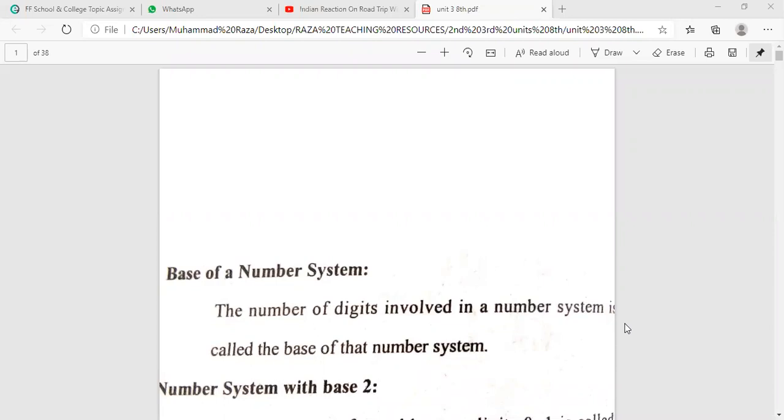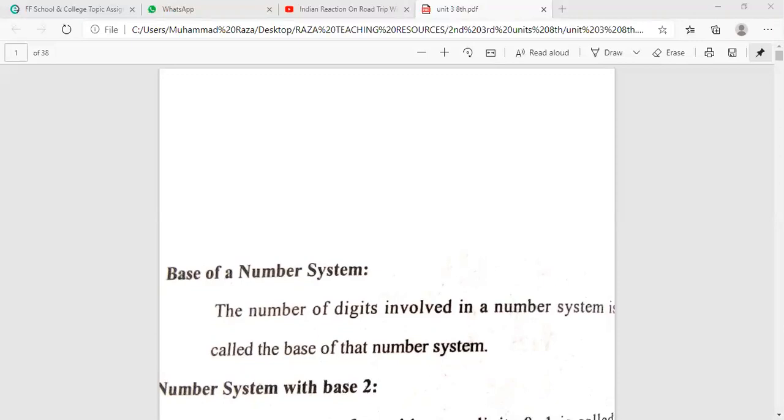Today we are going to start the first unit, unit number 3, and the name of the unit is Number System. We have the first definition of this unit: the base of a number system. The number of digits involved in a number system is called the base of that number system.